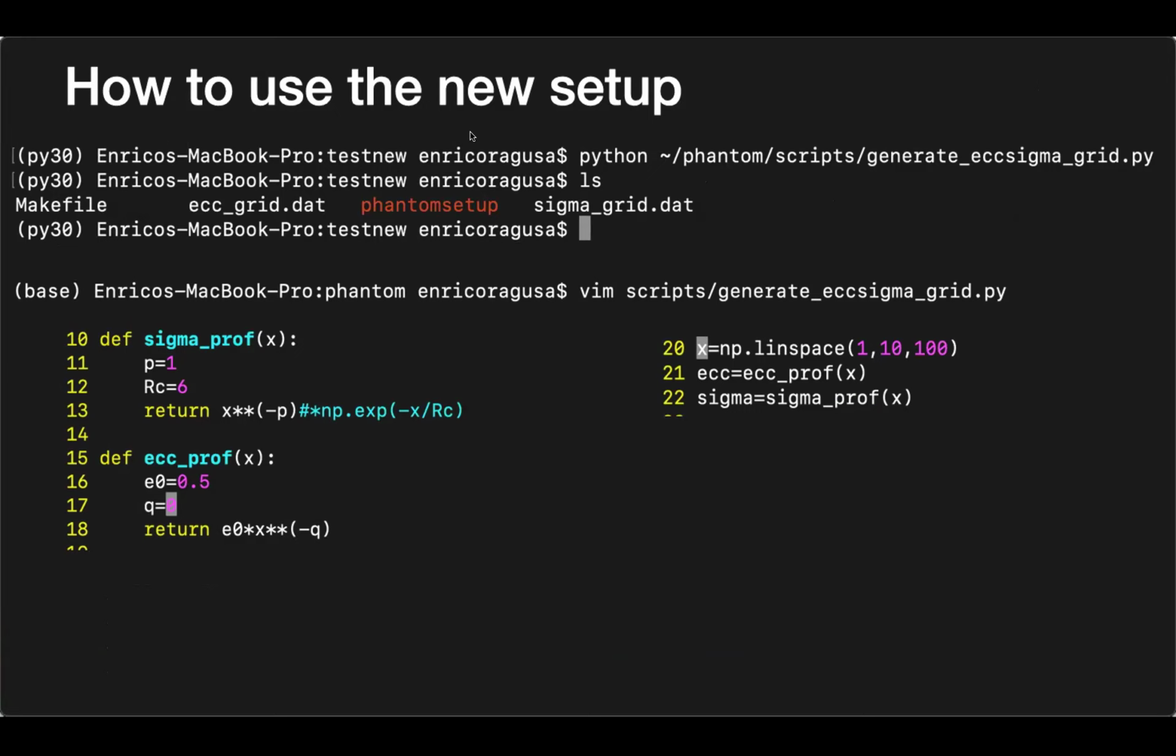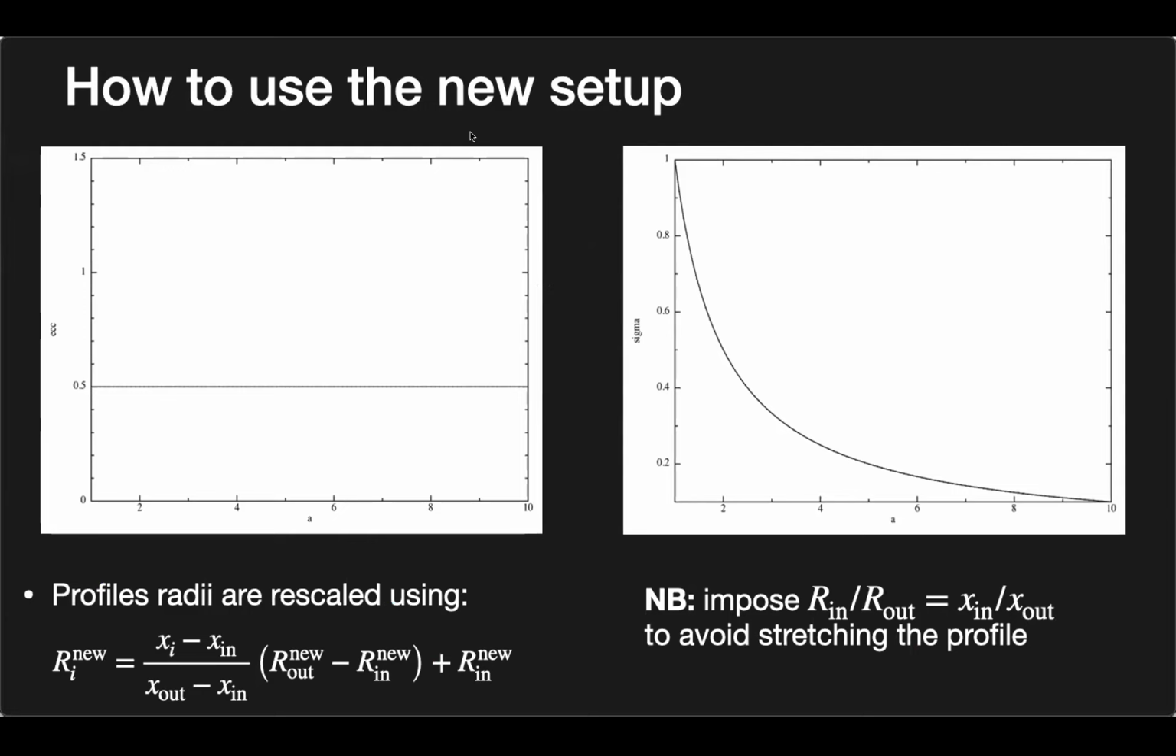So I've also included a small script that creates the right tabulated files that you need to start your setup. You need just to change in this script the profiles that you want, and this will generate the right files for you. So this is an example. I use a constant eccentricity profile here in this case, and this profile for sigma.